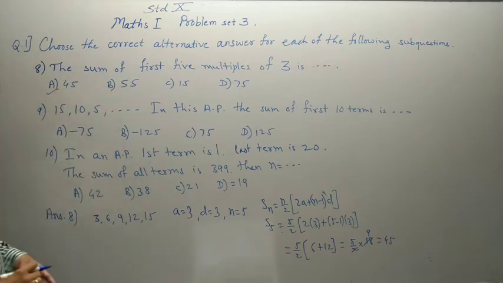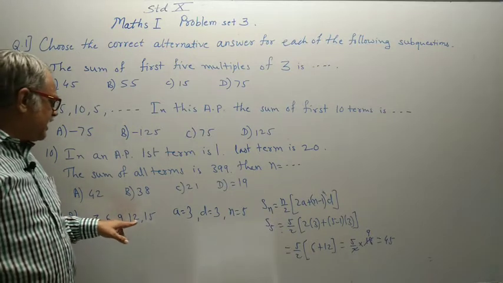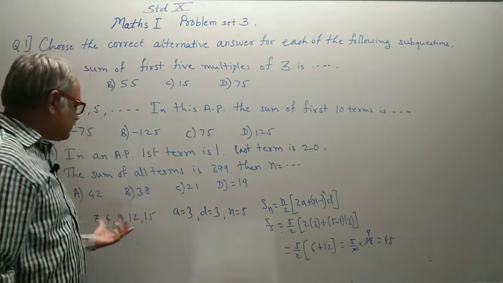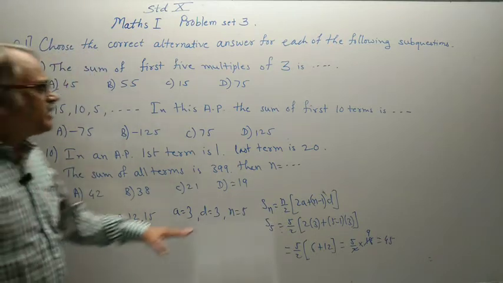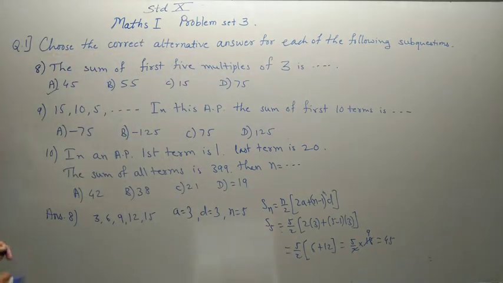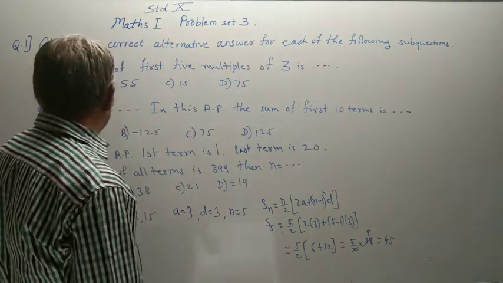And those who are good in addition, they may do like this also. 3 plus 6, 9, plus 9, 18, 18 and 12, 30, 30 and 15, 45. As only 5 terms are there. But if many terms are there, we have to use the formula. Now 9th: 15, 10, 5, etc. In the sum of first 10 terms, S10 is asked.